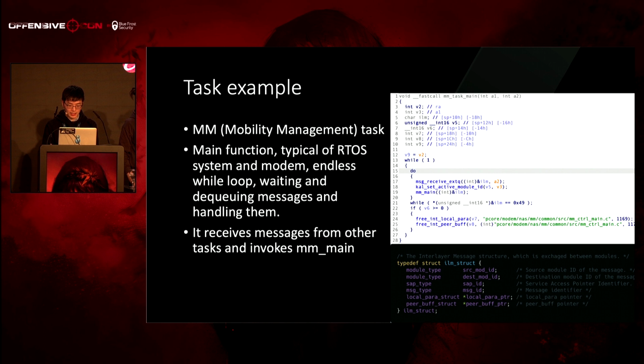And this is the task main function. It's very typical of an RTOS system, and other modems also have some similar tasks. The code is running inside an endless while loop. It will wait for a new message to come and dequeue the message, then construct the ILM structure, which is the interlayer message structure. And the pure buffer PTR in it is where the real data is stored. Then the last step is to handle them with the main.